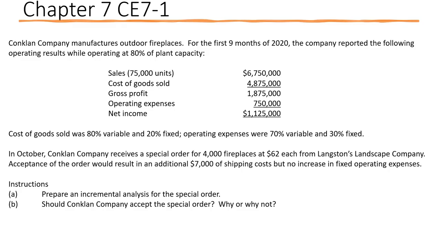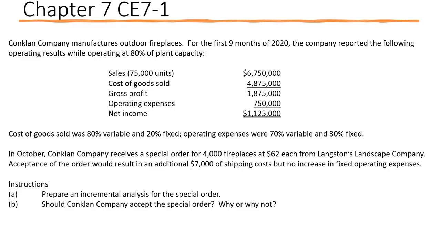In October, Conklin receives a special order for 4,000 fireplaces at $62 each from Langston's Landscape Company. Acceptance of the order would result in an additional $7,000 of shipping costs, but no increase in fixed operating expenses. Instructions: prepare an incremental analysis for the special order, and then should we accept the special order, why or why not? Okay, so we're going to do an accept or reject incremental analysis on this.